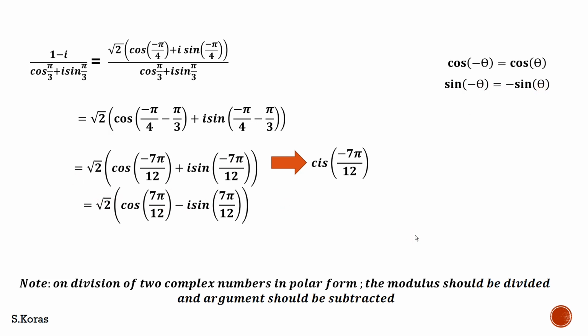Now let us see one more sum. The first problem we saw, instead of plus I, there was minus I. We changed that minus I into plus I and we proceeded. In the second problem, the numerator was in rectangular form. We converted that rectangular form into polar form. After that, we proceeded. Now let us see one more sum.